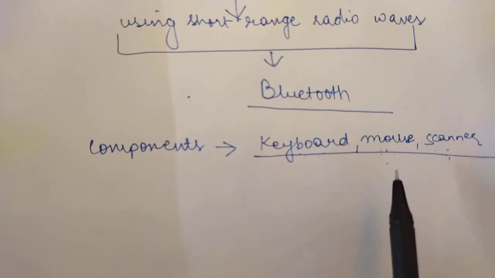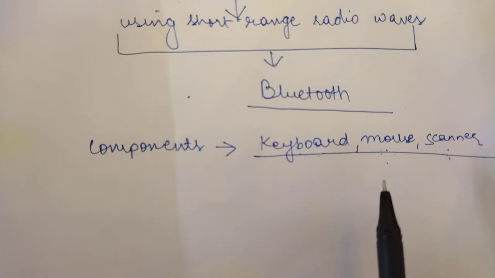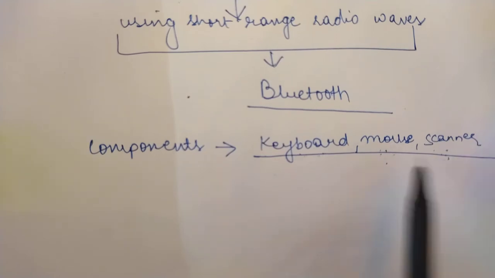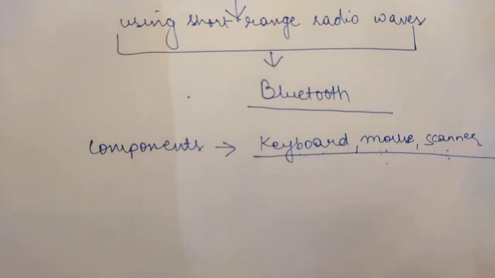So they must have sent a technician for the help. Basically, all these components were connected through cables or wires earlier. I mean, they were connected in a wired manner. But consequently, some companies designed short-range wireless networks.